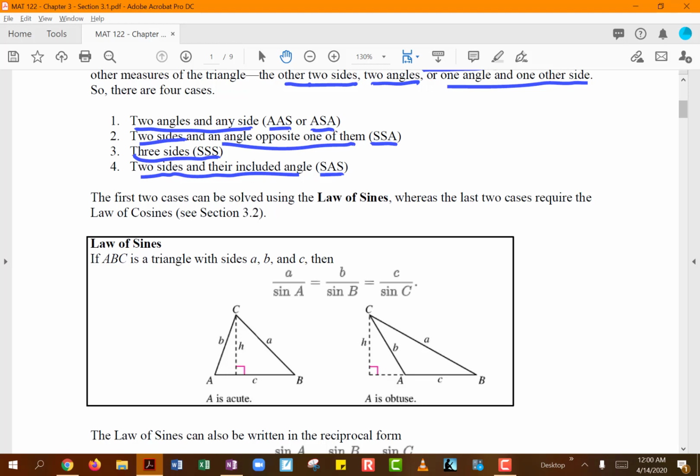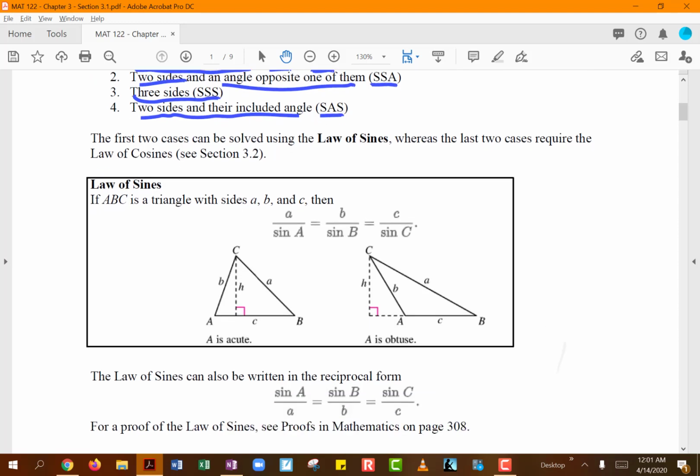The law of sines is a pretty straightforward rule. Like I said, this only works as long as you don't have a 90-degree angle within your triangle. You can have where angle A is an acute angle, or angle A is an obtuse angle, and the law of sines is side a divided by sine of angle A, which is equal to side b divided by sine of angle B, which is equal to side c divided by sine of angle C.